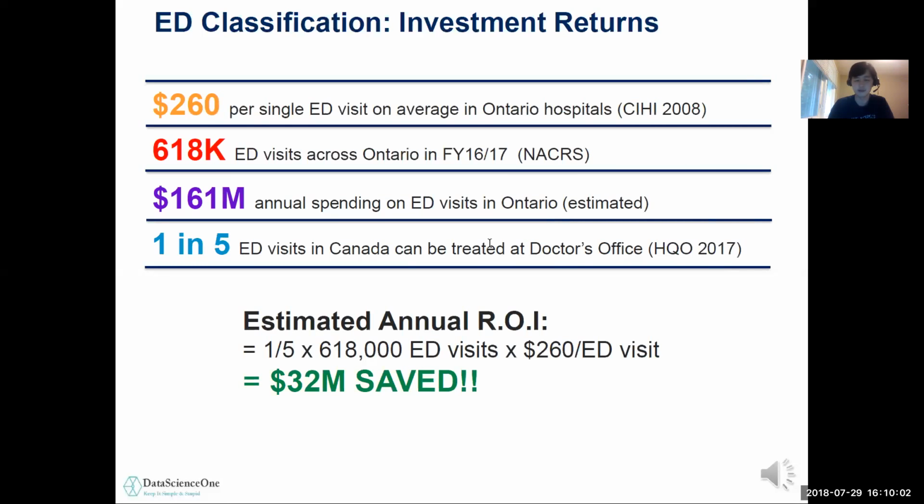So basically what that means is the estimated annual return on investment for having an excellent ED classification model, assuming it's working 100% correctly, is that we can potentially save $32 million that can be spent elsewhere in the healthcare system.